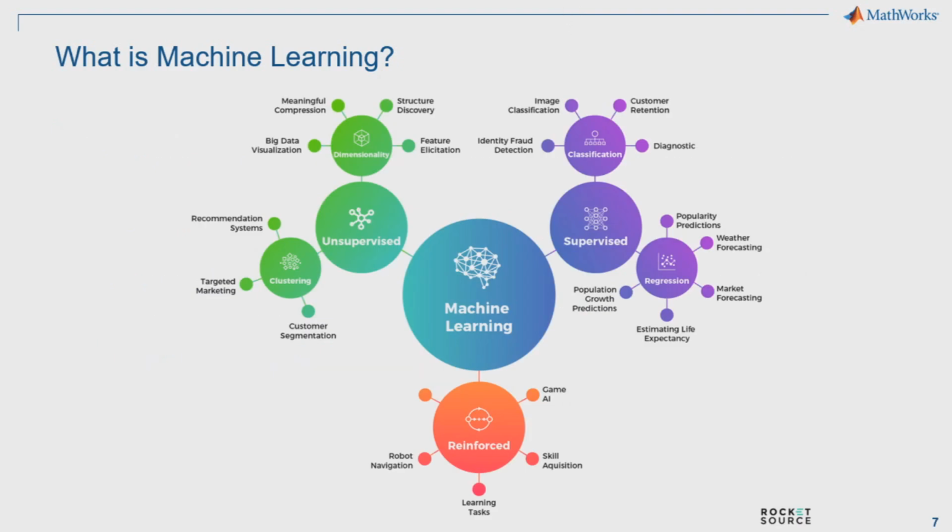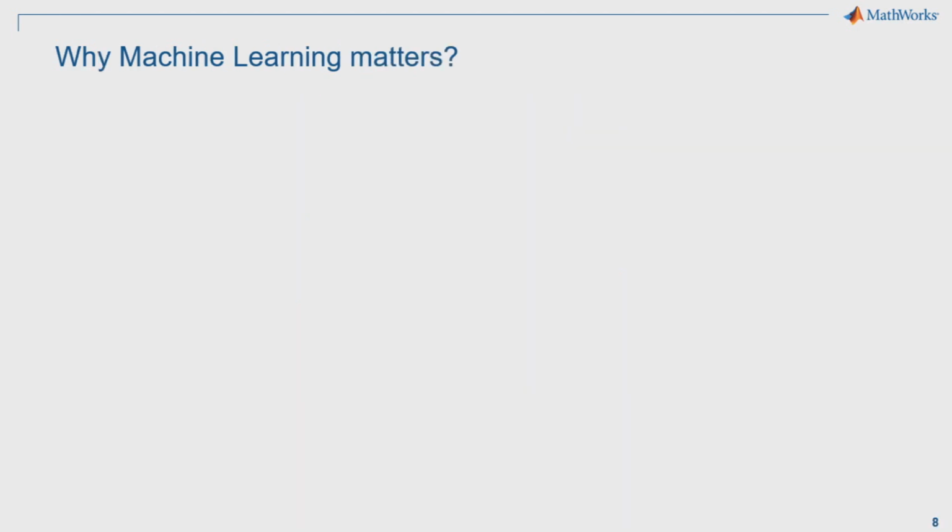So this is the broad picture of machine learning. As you can see, on the left branch you can find unsupervised learning, on the right branch you can find supervised learning, and down below you can find reinforcement learning. It's a broad field, as I told you, and today we decided to spend the rest of the seminar talking about unsupervised learning. Why machine learning matters, before starting.